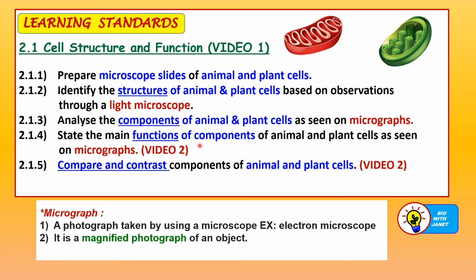Now, state the main functions of components of animal and plant cells as seen on micrographs, right? This will be discussed in video number 2. We'll discuss the functions of the components of animal and plant cells. So the parts of the animal and plant cells, such as the nucleus, ribosome, mitochondria, and so forth. We'll discuss the structure and the functions of these components, which are mostly organelles. So we'll talk about that later.